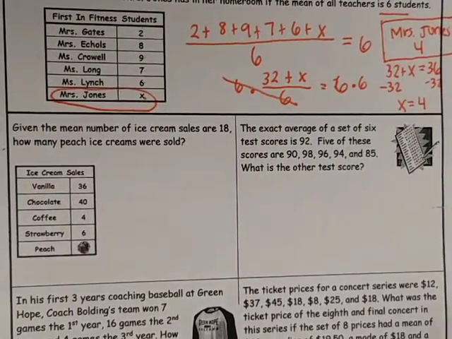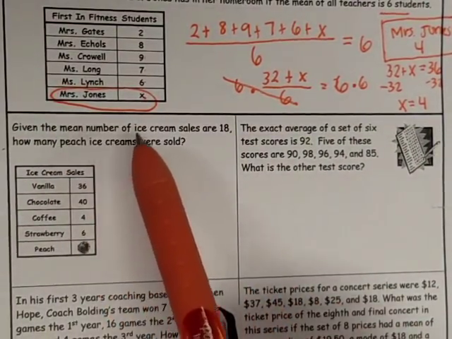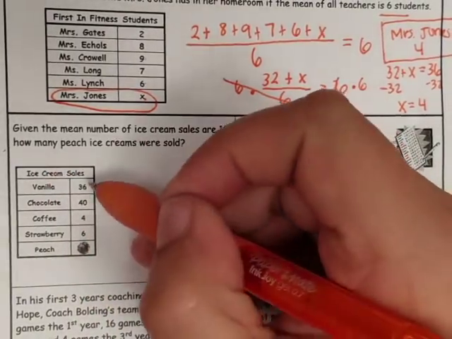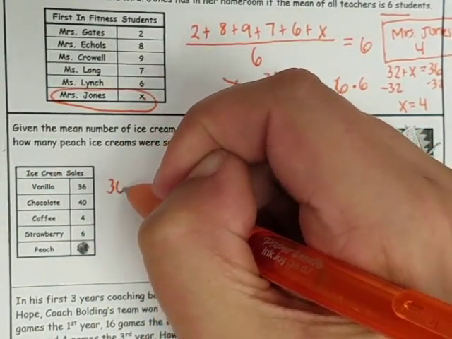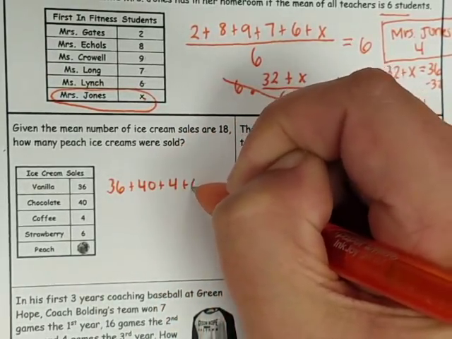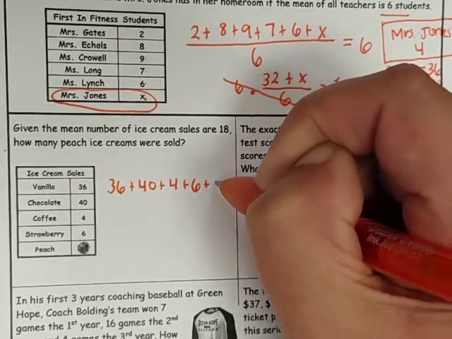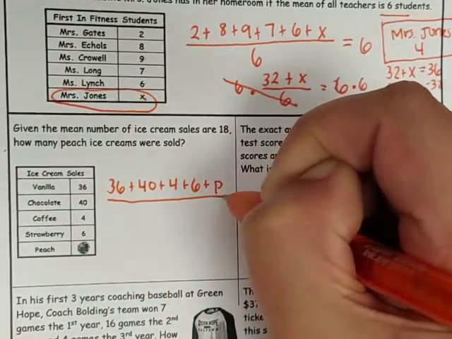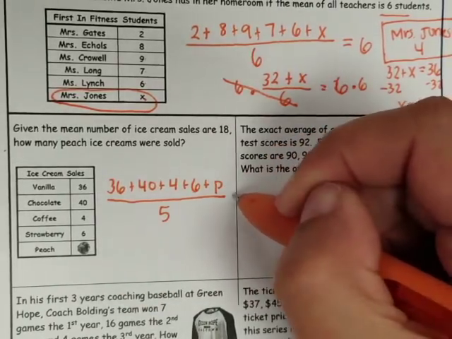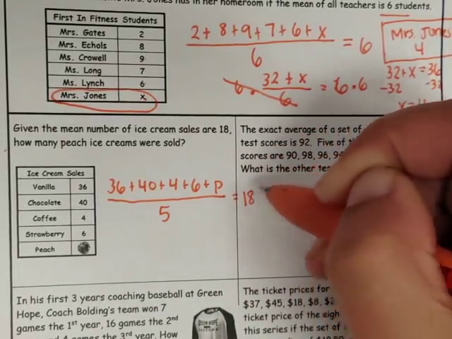All right, let's try another one. Given the mean number of ice cream sales is 18, how many peach ice creams were sold? So we're going to add all of our flavors together. So 36 plus 40 plus 4 plus 6 plus we don't know, so let's put a P for peach. All that divided by 1, 2, 3, 4, 5 needs to give us an average of 18.